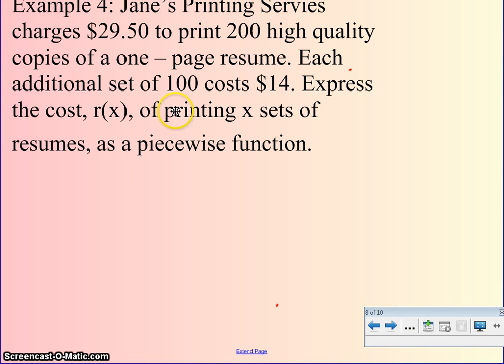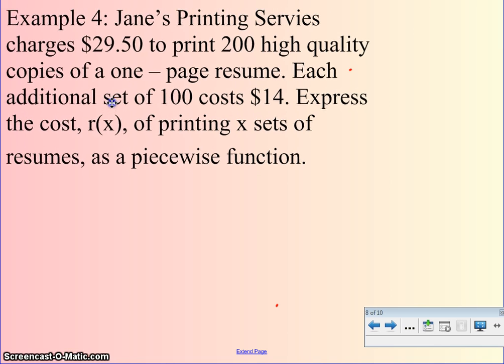All right, example 4, it says Jane's Printing Services charges $29.50 per 200 high-quality copies of a 1-page resume. Each additional set of 100 costs $14. Express the cost R of X of printing X sets of resumes as a piecewise function.